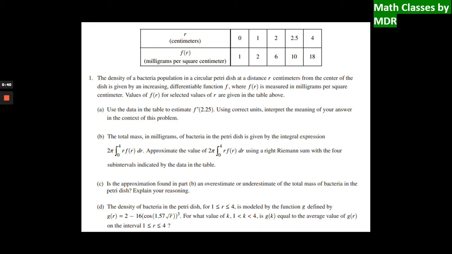You can see the table has two rows. The first row has r in centimeters, the second row has f in milligrams per square centimeter, where f is the density. It has four questions A, B, C, D. Let's solve them one by one.